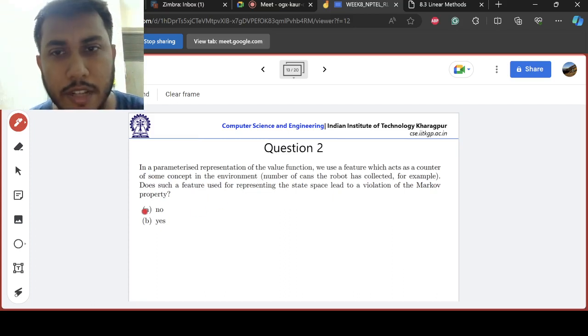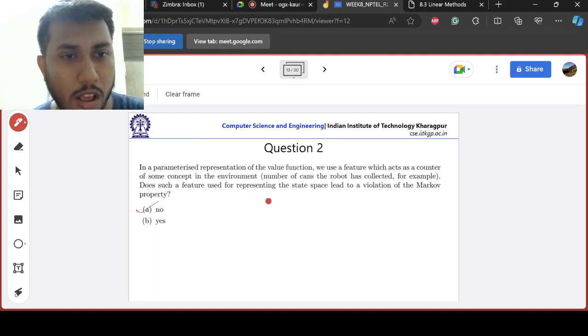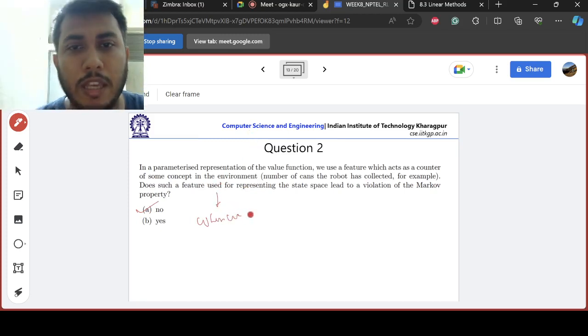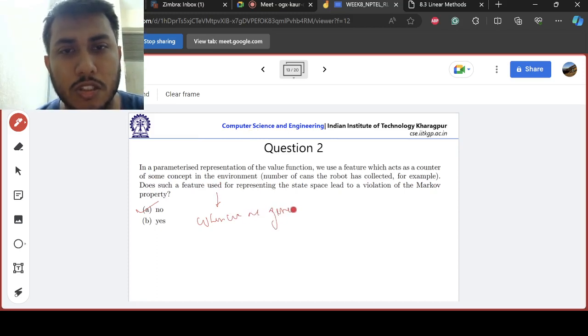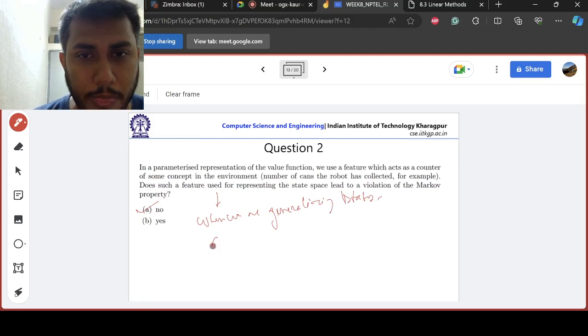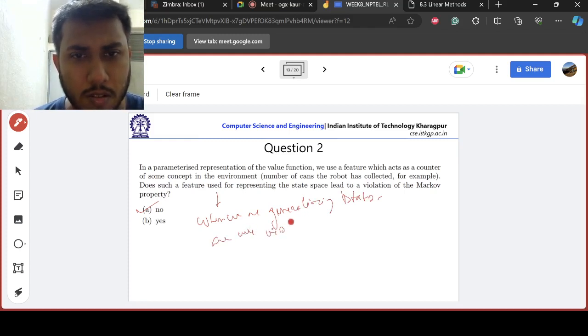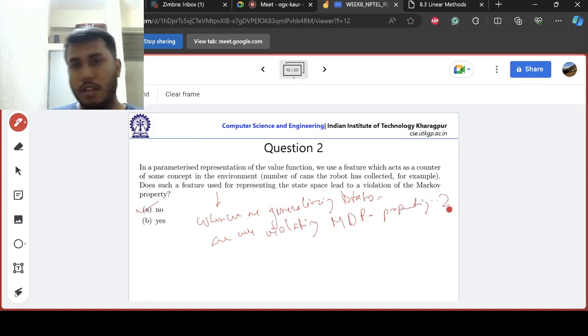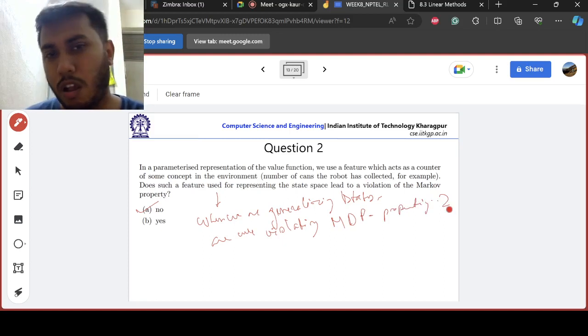So the answer is no. So it does not violate. So when you are generalizing, think about it. The question basically says, when we are generalizing states, are we violating MDP properties? That is what the question asks. Okay. The answer is no.